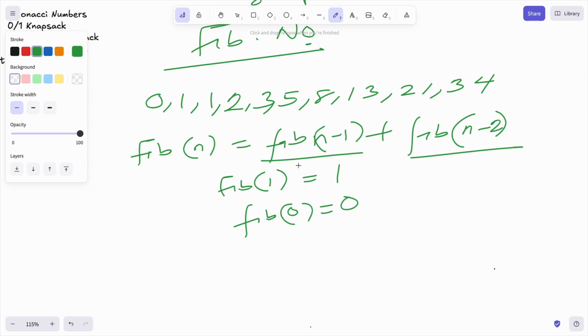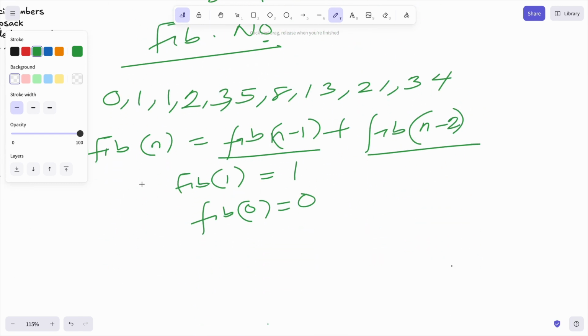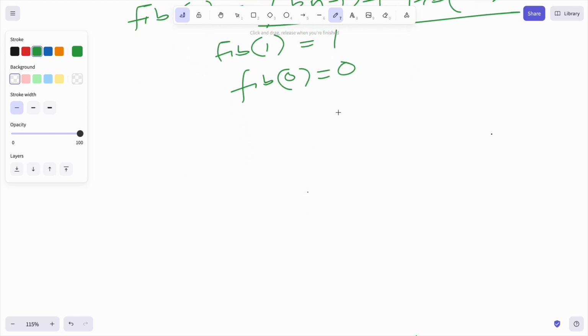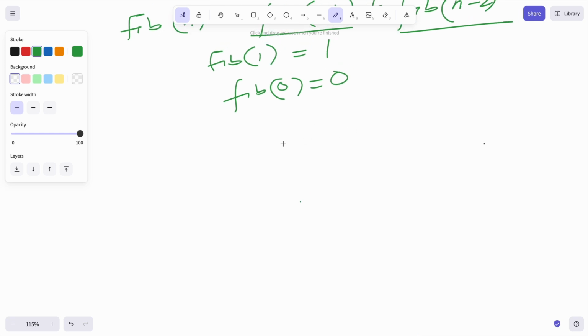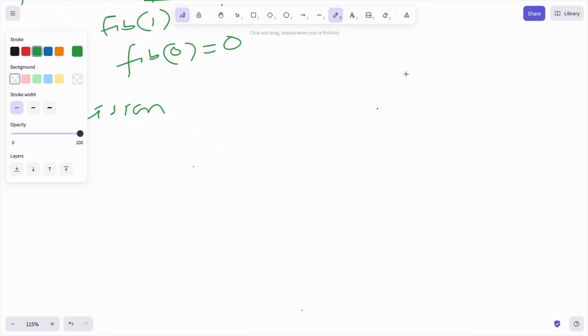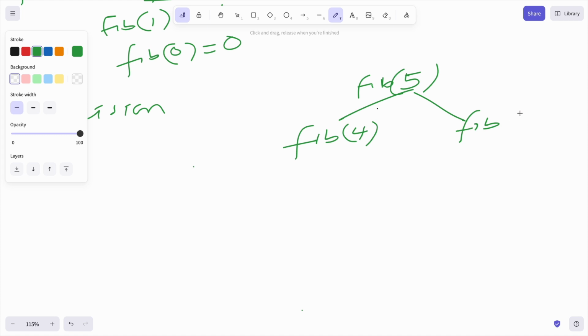Now to the overlapping subproblems part. Let's say that we hypothetically want to figure out fib of 5, and we draw a tree. There is the concept of a decision tree that makes the concept clearer. So we want to calculate fib of 5. Remember, we need to break it down into fib of 4 and fib of 3, and then we sum them together.